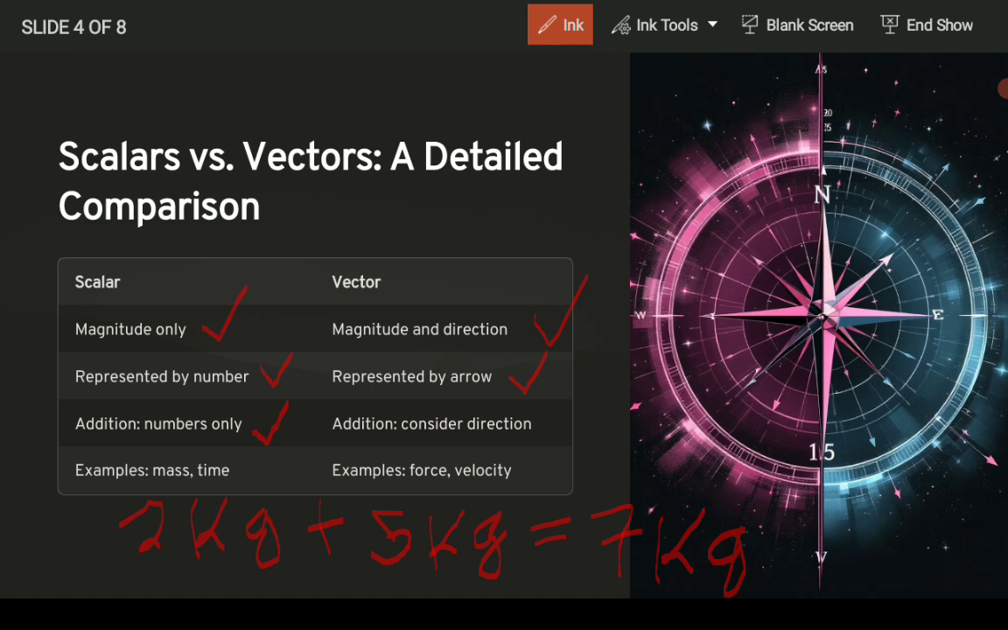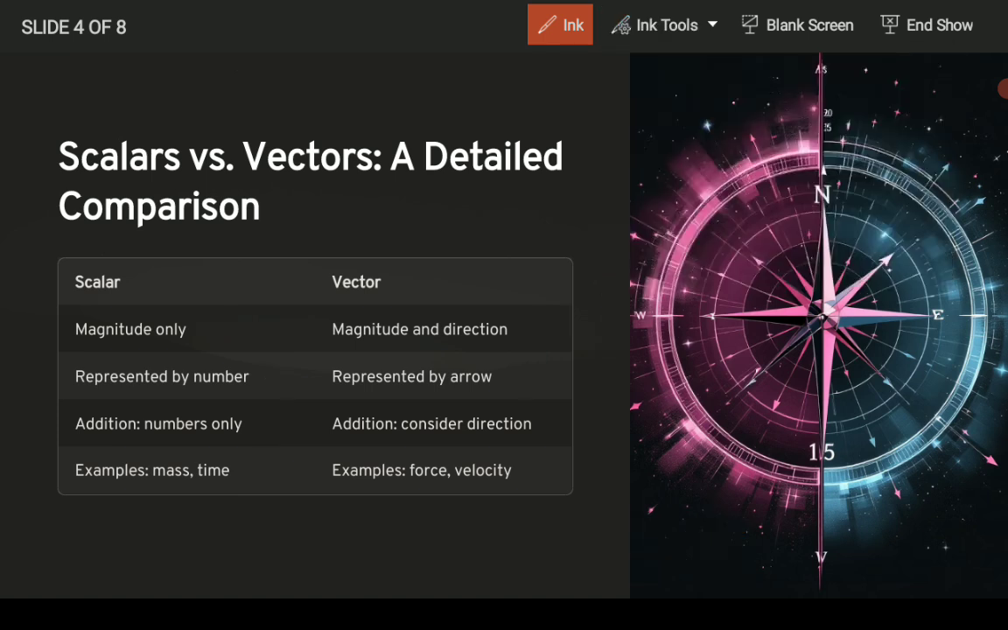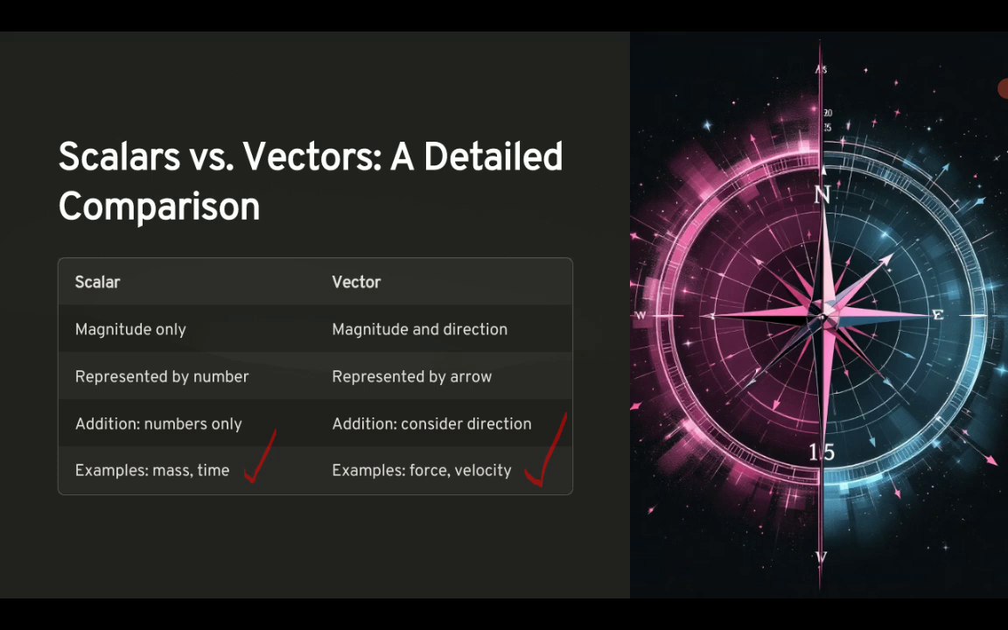But with vector quantities, when you are adding, you consider not just magnitude, you also consider direction. Examples of scalars are mass and time, while examples of vectors are force and velocity. So make sure you know these differences between vectors and scalars.